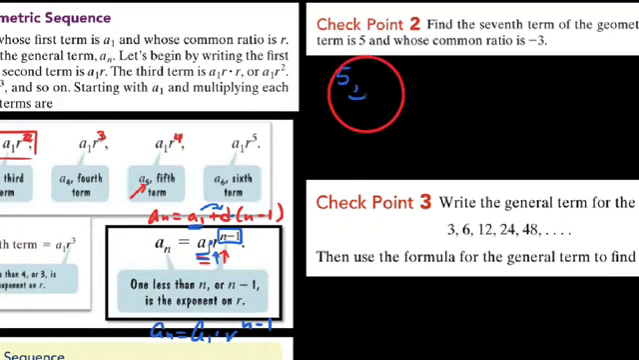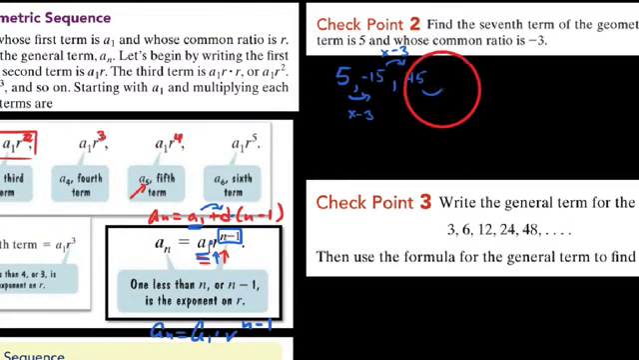If we were to take 5 times -3, we would get -15. If we take that times -3, we would get +45, and take that times -3, we would get -135, and this would just keep happening and happening.